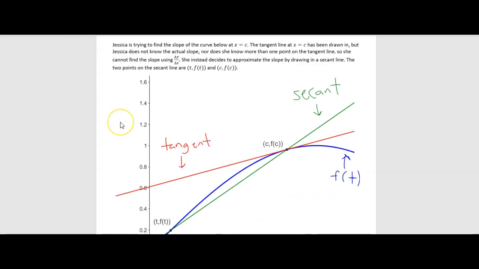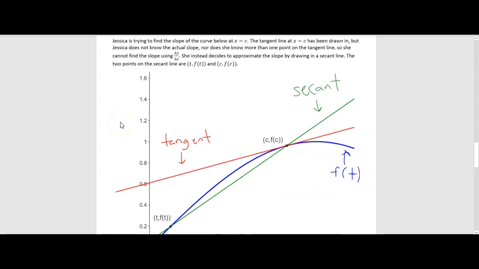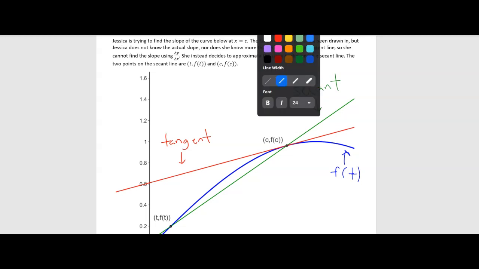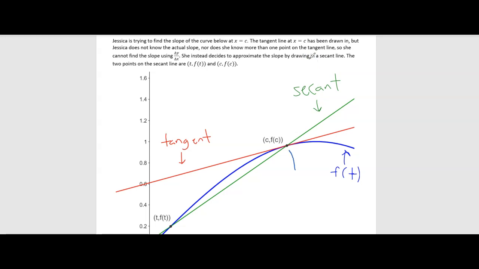Okay, let's jump down to our next example. We are on page 3. And we are given a problem again with Jessica, who appeared in our previous video. So Jessica is trying to find the slope of the curve below at x equals c. So we're looking at this blue curve, f of t. It gives us a point, an x value c, and Jessica wants to find the slope at that specific point.